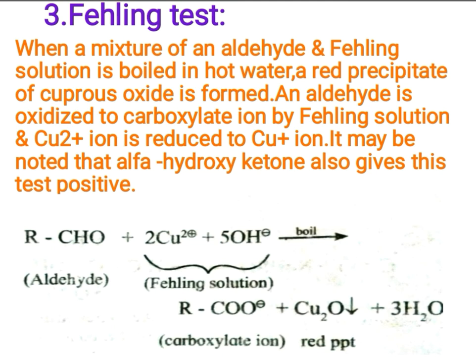So similar to Tollens test, in this test also the aldehyde is oxidized to carboxylate ion and Cu2+ ion is reduced to Cu+ ion and appears as a red precipitate. Okay. So in your textbook on page number 268, information on Schiff's reagent, Tollens reagent and Fehling solution is given. You read that information, questions may be asked on that point.